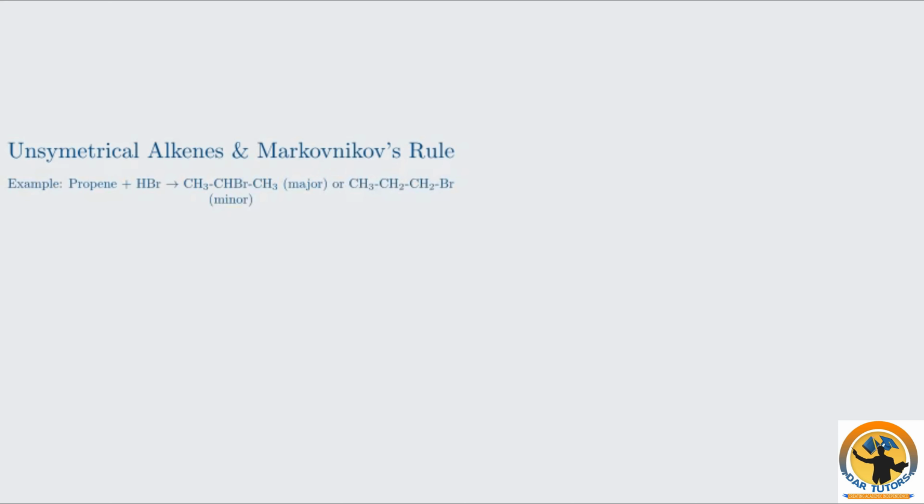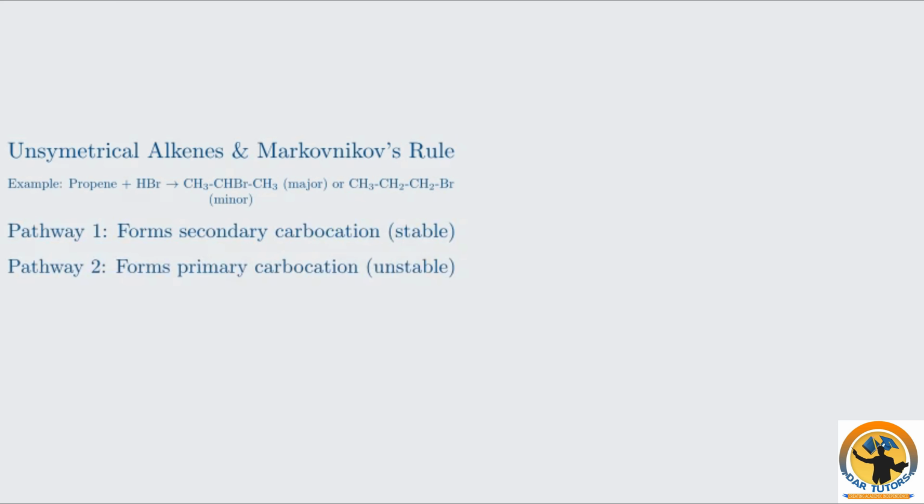One pathway forms a secondary carbocation on the middle carbon. The other forms a primary carbocation on the end carbon. We know that a secondary carbocation is more stable than a primary carbocation due to hyperconjugation. A more stable intermediate means a lower activation energy for its formation and therefore a faster reaction. This leads to Markovnikov's rule.